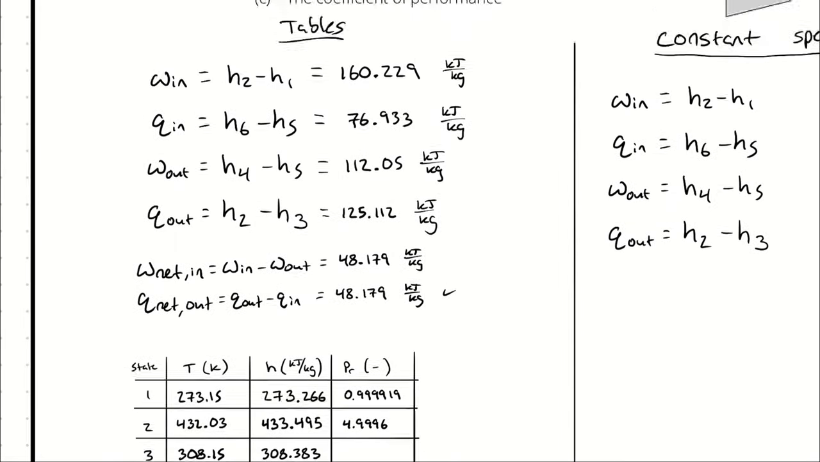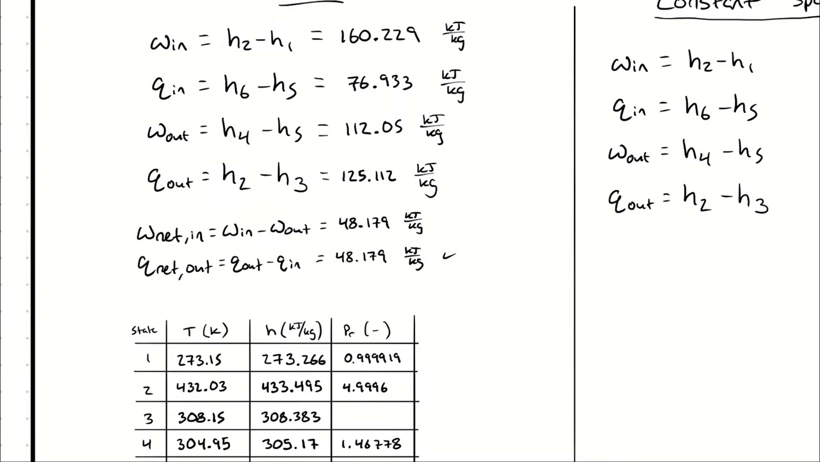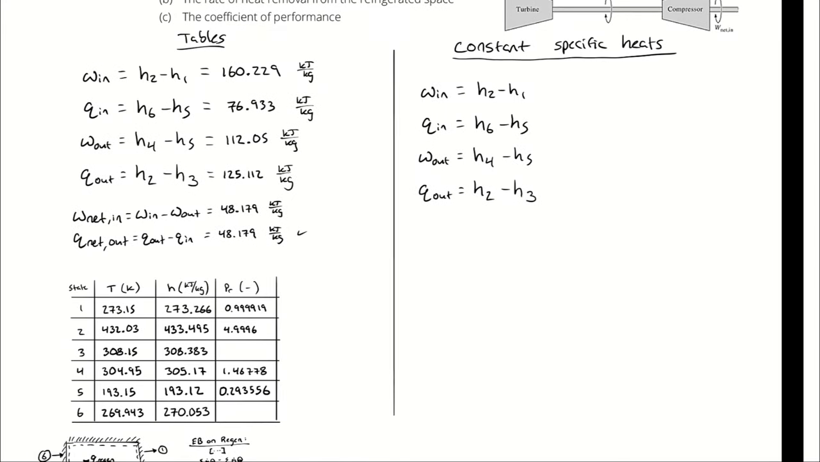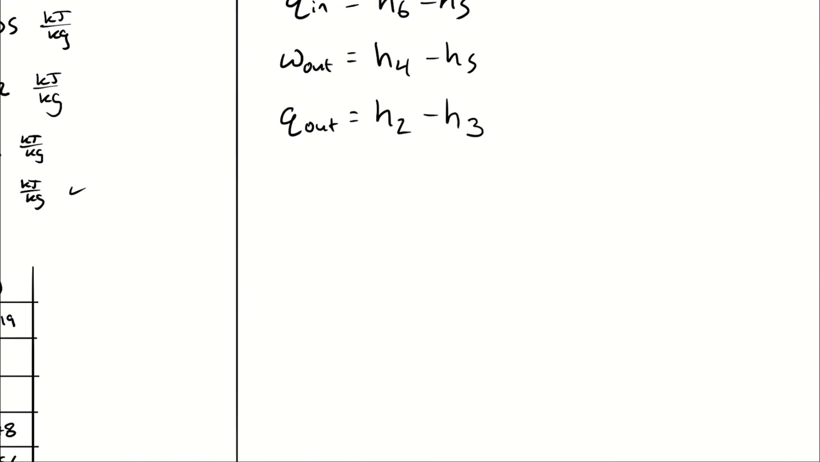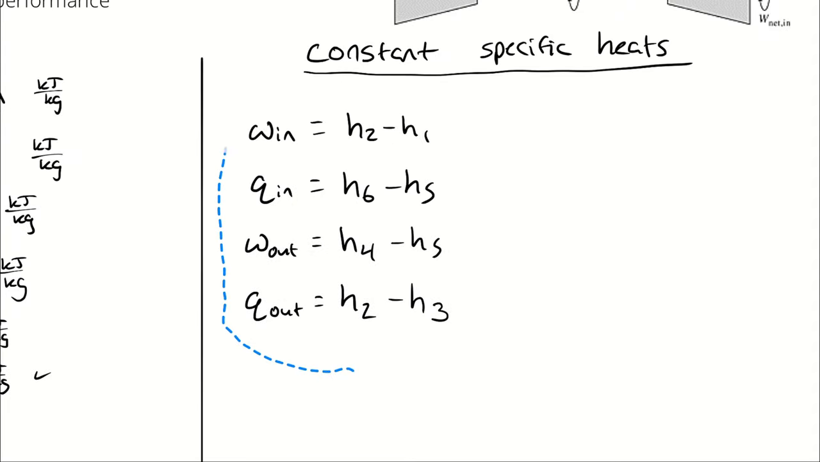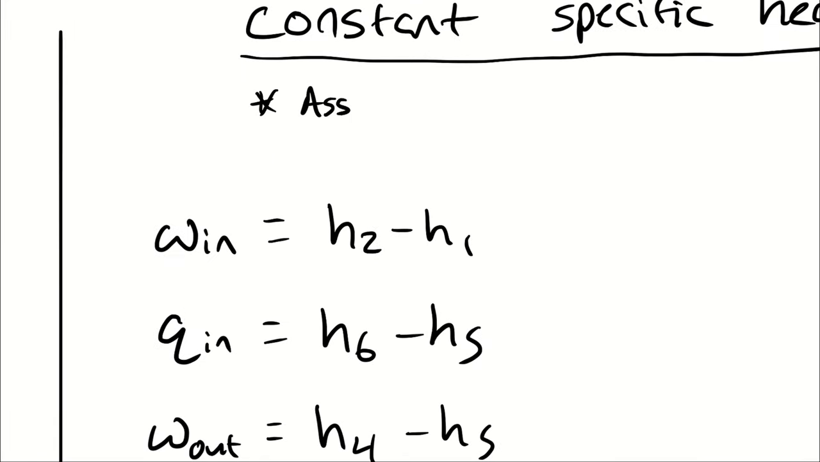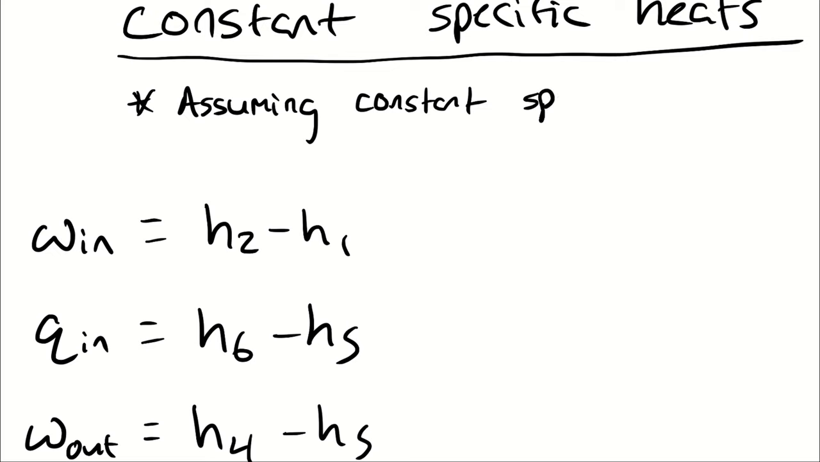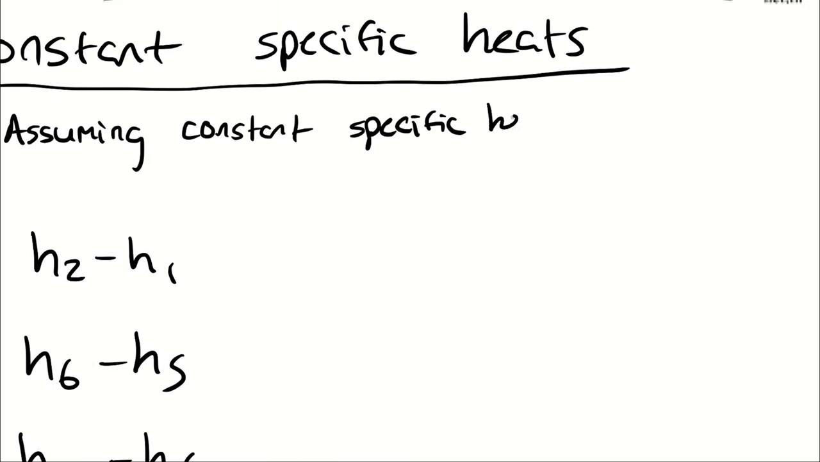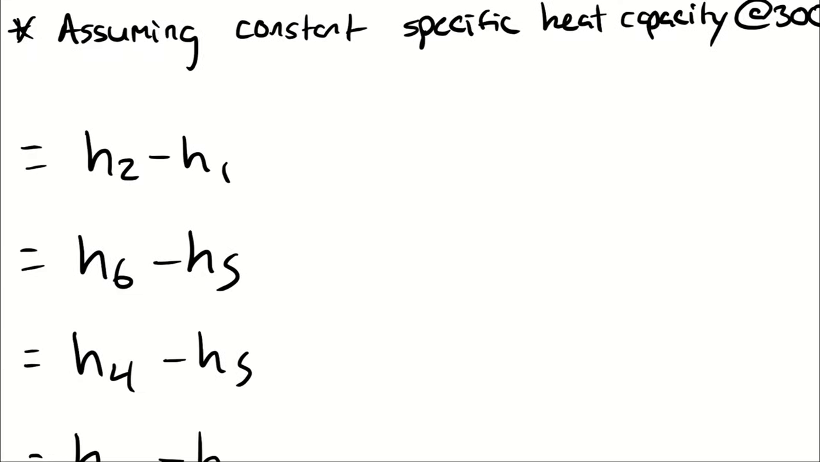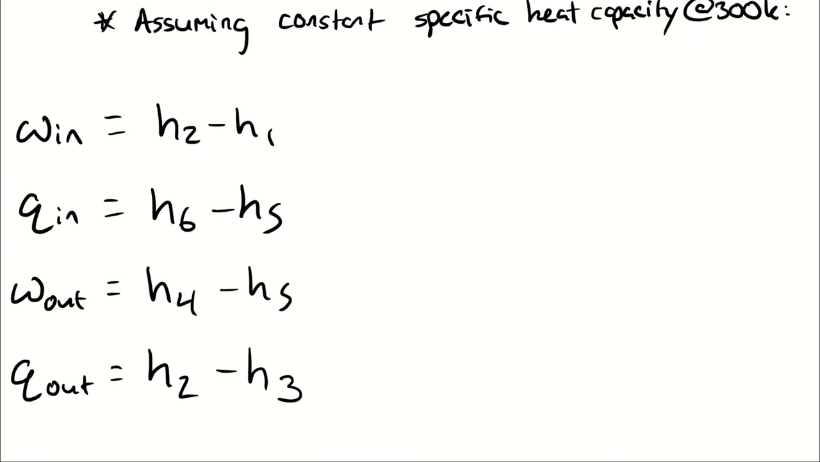With that, our problem in parallel universe number one is done. So all we have to do now is repeat the entire problem all over again, except this time, what if we had assumed constant specific heats? And more specifically, what if we had assumed constant specific heats at 300 Kelvin? As a result of that assumption, we can replace all of our delta H's with CP delta T's.